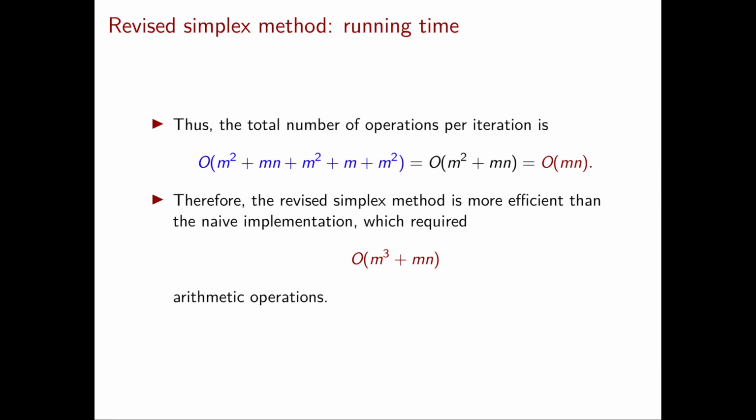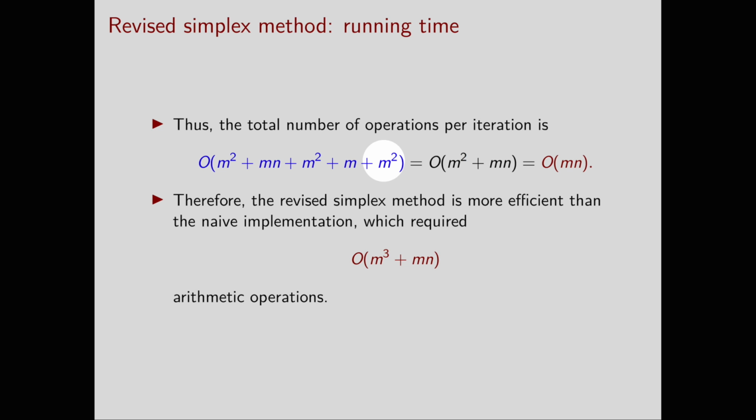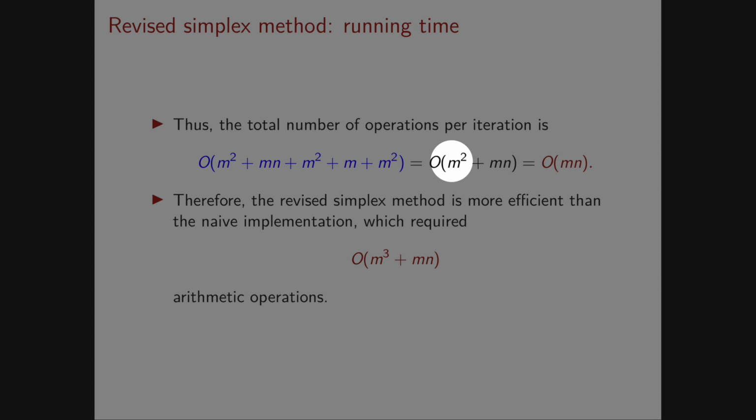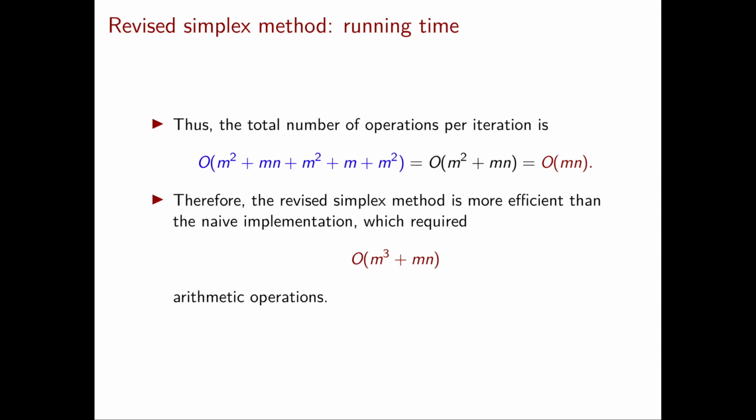So for the revised simplex method, the running time is big O of m square to obtain the vector p, plus mn to obtain the reduced costs, plus m square to obtain the vector u, plus m to obtain theta star, and plus m square to obtain the matrix B bar inverse. This simply is big O of m square plus mn, which is what I promised you we would have obtained.